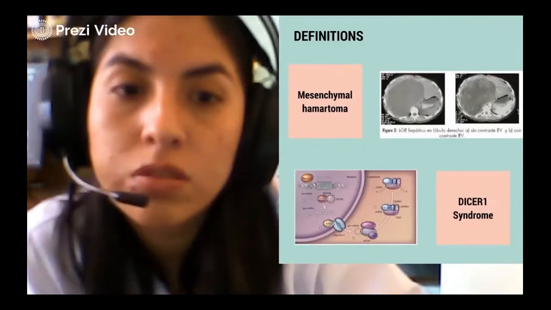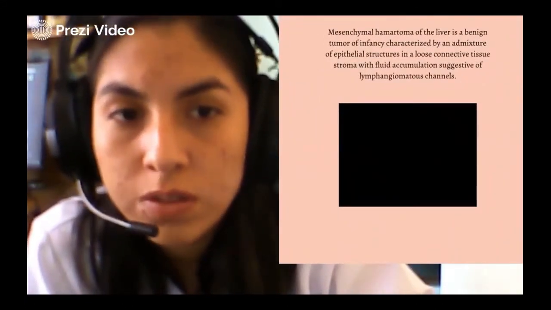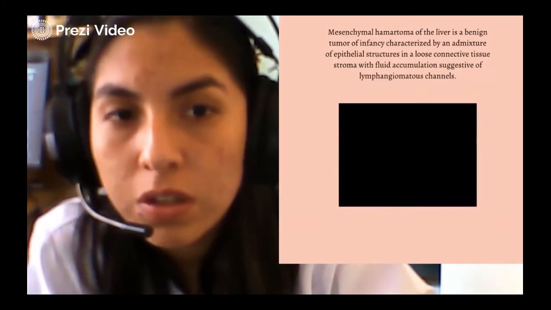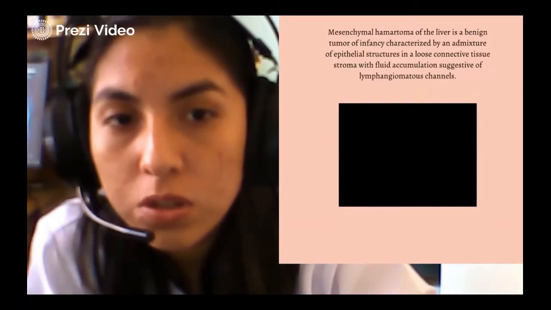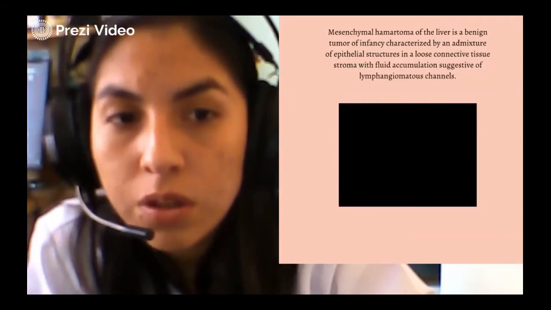Definitions. Mesenchymal Hamartoma of the liver is a benign tumor of infancy characterized by an admixture of epithelial structures in a loose connective tissue stroma with fluid accumulation suggestive of lymphangiomatosis channels.